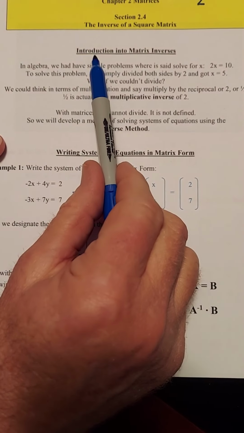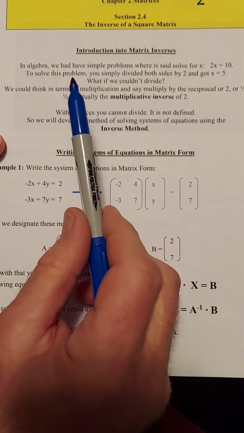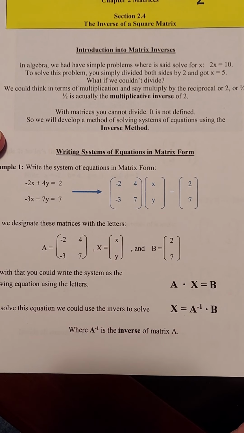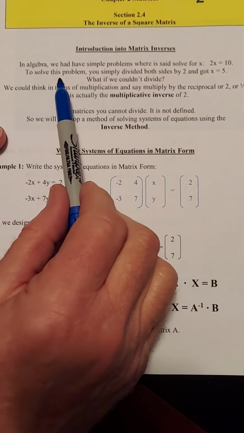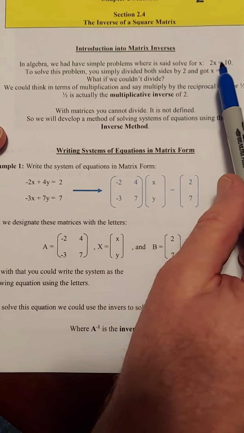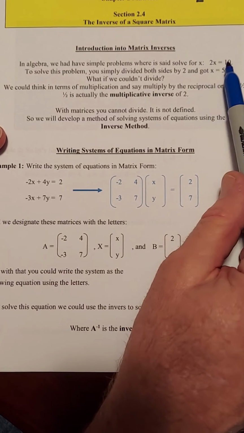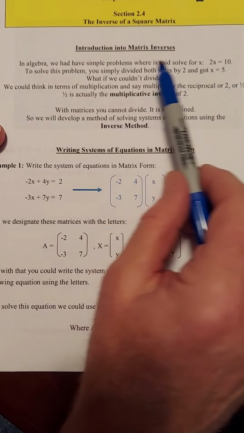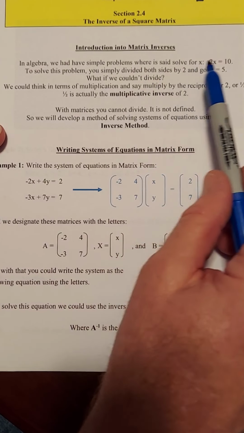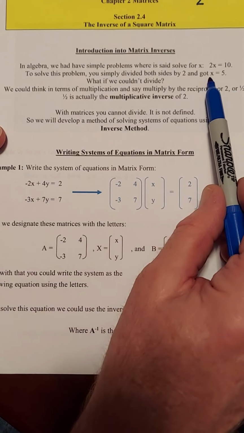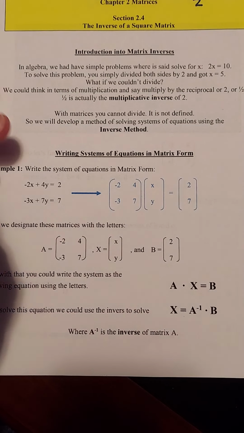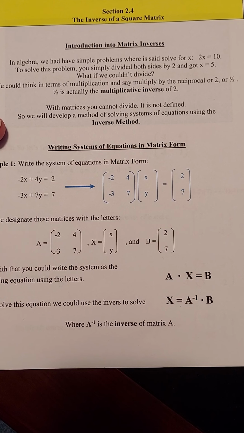I gave you an introduction into matrix inverses. So just to relate it to something you know, in algebra we would have simple problems such as 2x equals 10, where you're supposed to solve for x. What we would do is divide both sides by 2. So 2 into 2x gives you x, and 2 into 10 gives you 5, so x equals 5. That's really easy.